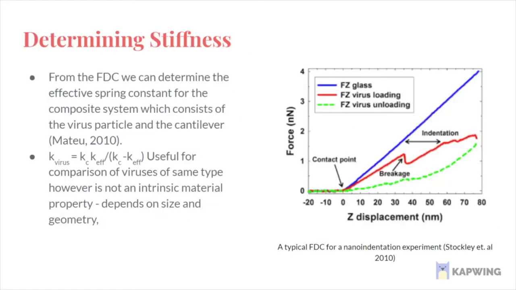In effect, what we have here is a composite spring system made up of the virus and the cantilever. The spring constants add in reciprocal, and we can rearrange to find an equation as shown on the slides. The issue here is that the spring constant is not an intrinsic material property, so its value as a comparative tool is somewhat limited. Viruses, as we've seen, have different geometry and shapes and sizes. Comparing a large helical virus with a smaller icosahedral virus will not be useful when using the spring constant.